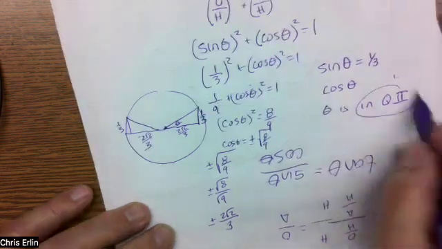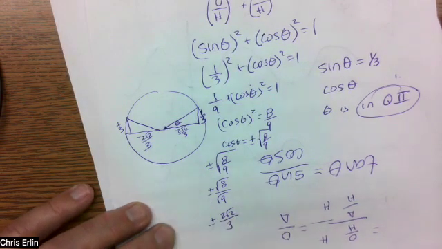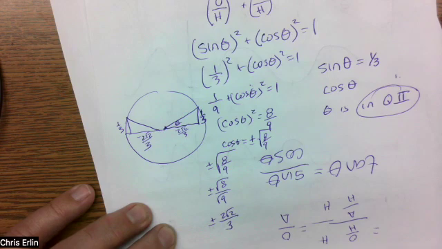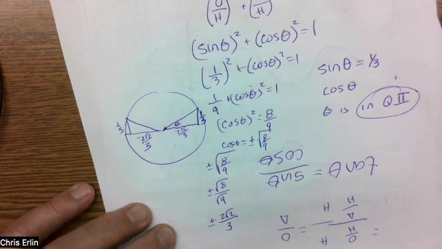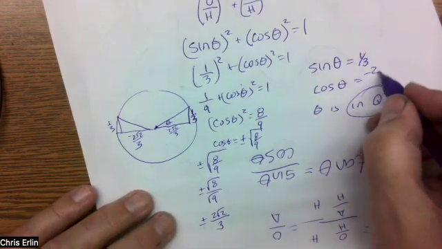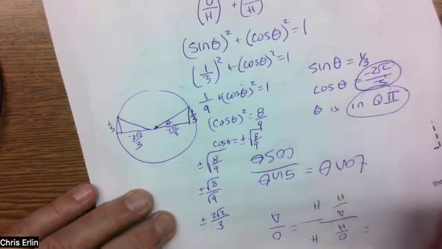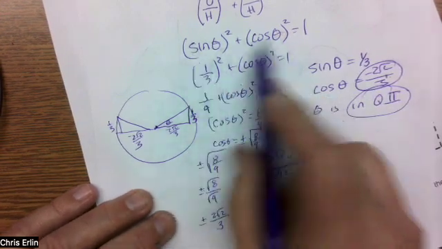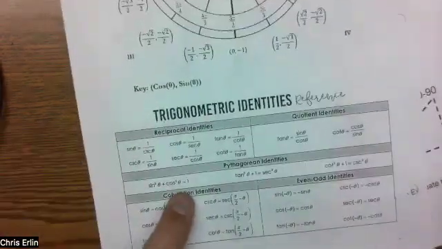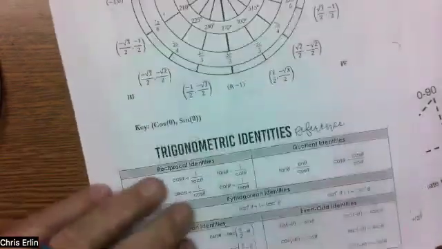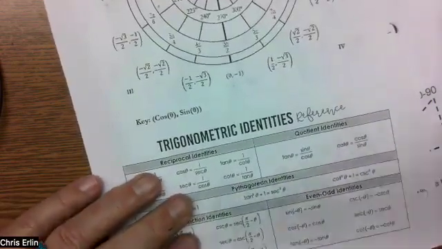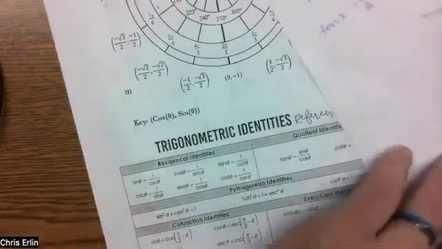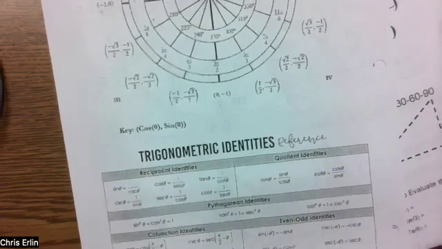But since I was told that this was in quadrant 2, which value should I pick? The negative 2 root 2 over 3 or the positive 2 root 2 over 3? Negative. Good. So that's one of the ways that we're going to use the Pythagorean identity, which is also listed down here. And then we've got 2 more versions of that. I'll just derive those for you, and that's it for today. Actually, one more piece.